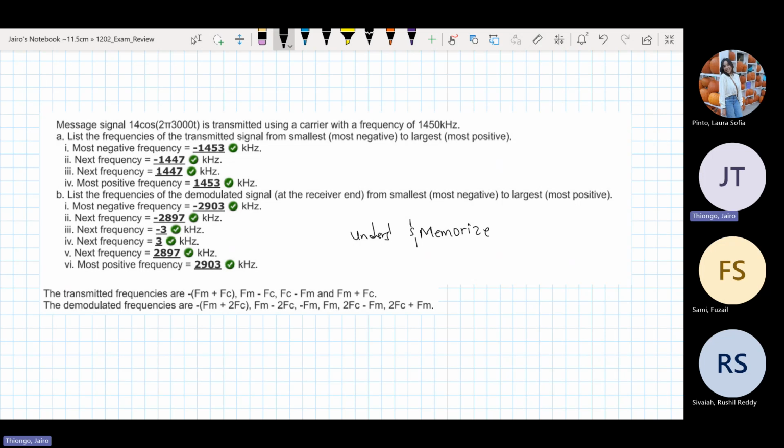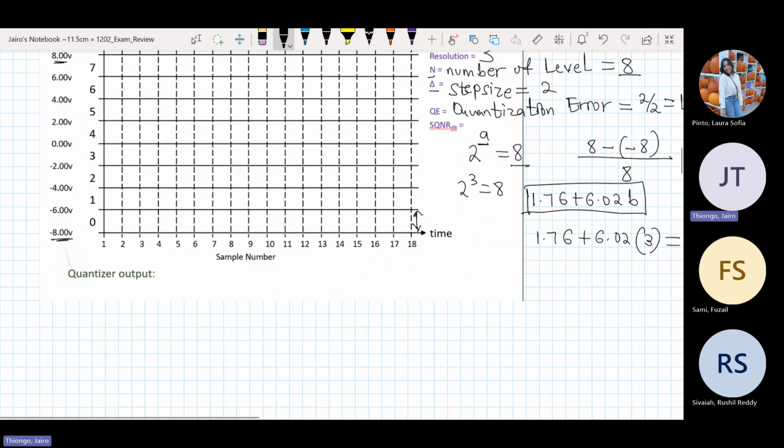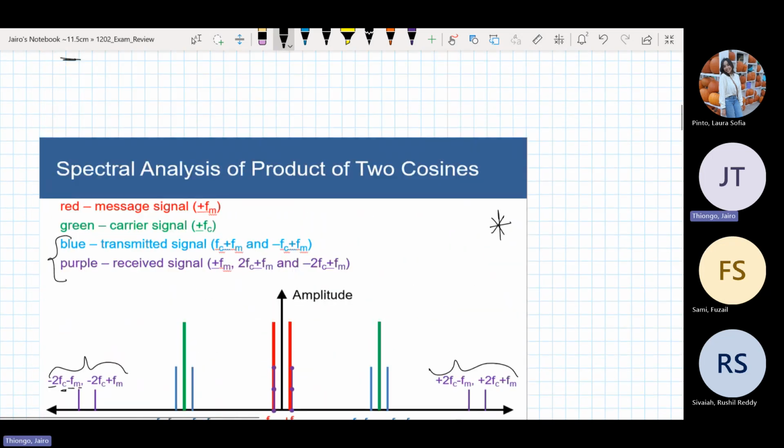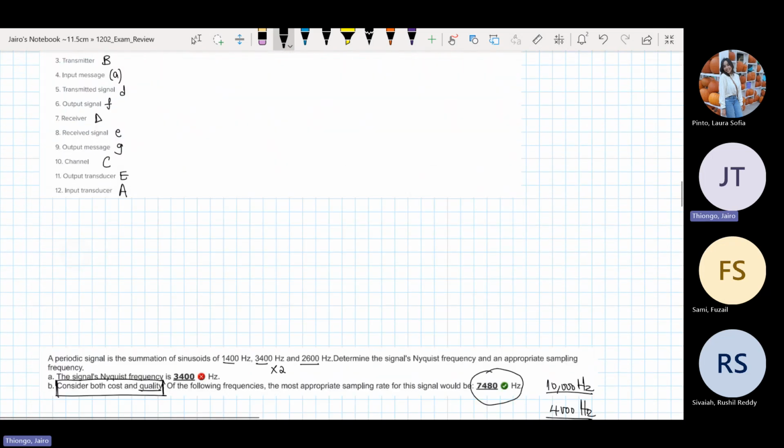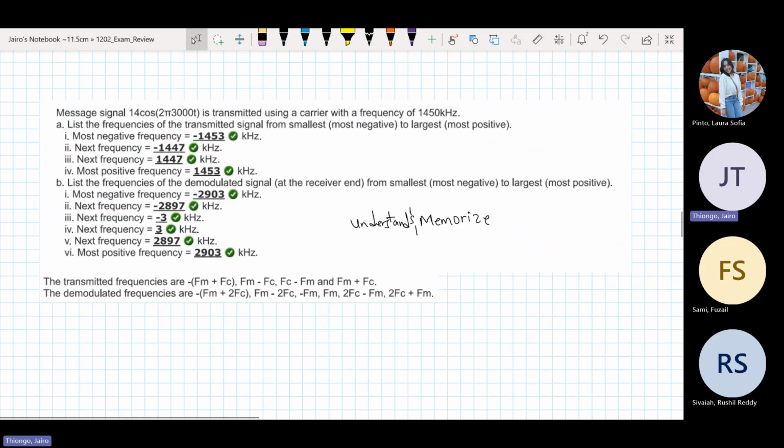My pen is failing. Understand this distribution over here if you can. So it's asking us: you're given the message signal 14 cosine 2 pi 3000 t, which is transmitted using a carrier with a frequency of 1450 kilohertz. List the frequencies of the transmitted signal from smallest, which is the most negative, to the largest, most positive.